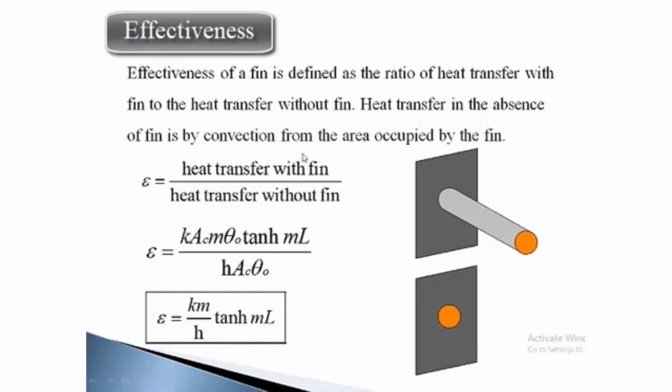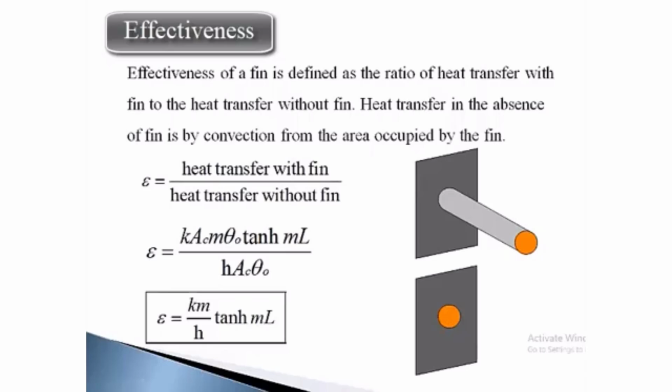Now, heat transfer in the absence of fin. So if I remove the fin from the surface, this portion is the area occupied by the fin. The heat flow from this area, in the absence of fin, would have been by convection from this area. So what will be the heat transfer from this area?